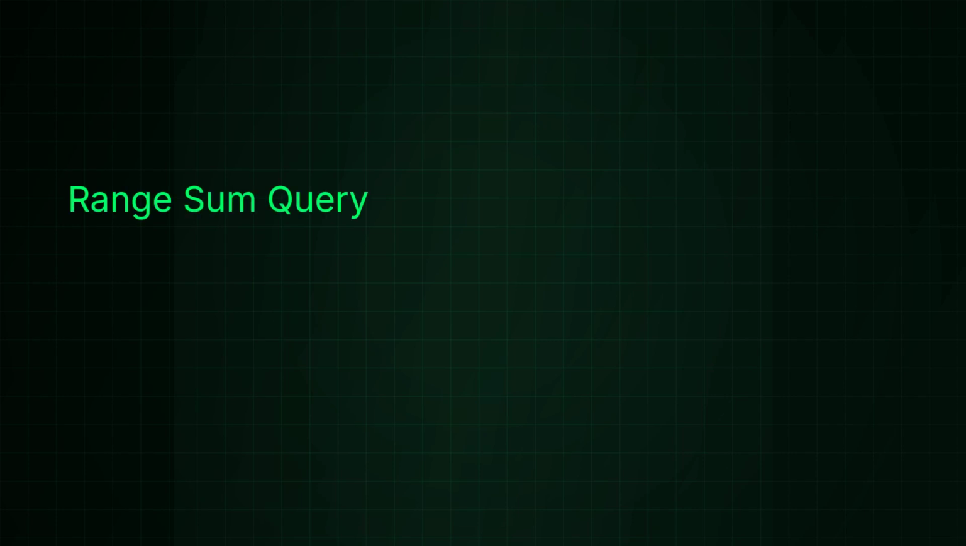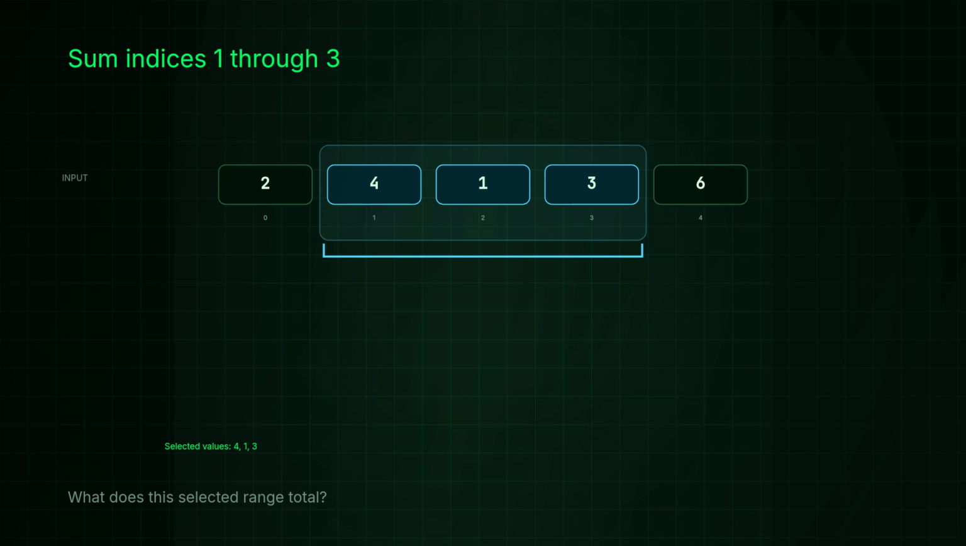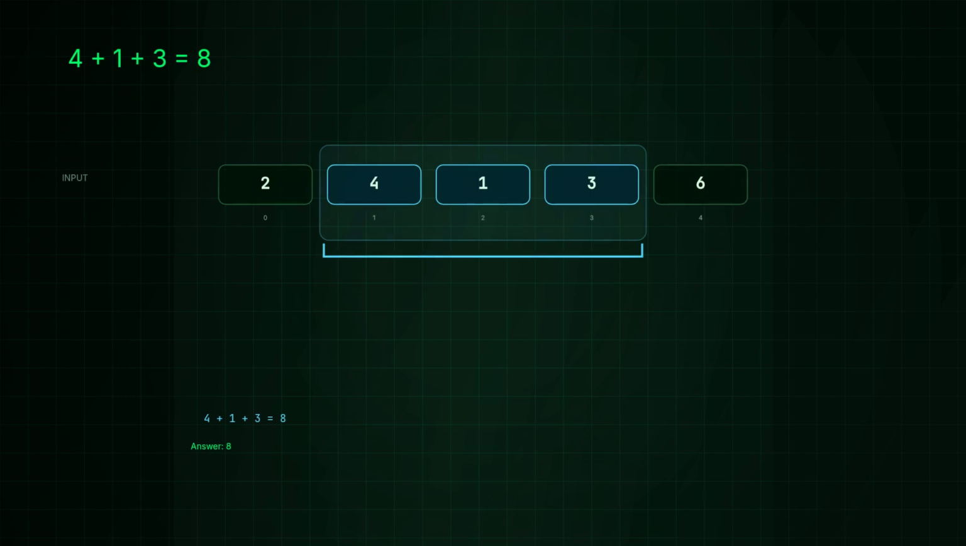Range sum query. Subtract two prefix totals to isolate one range. Given 2, 4, 1, 3, 6. Find the sum from index 1 through index 3, including both endpoints. The selected values are 4, 1, 3. Adding them directly gives 8, so this query returns 8.